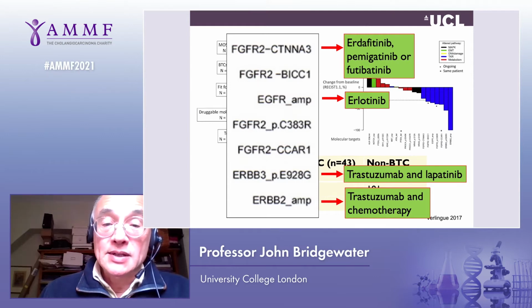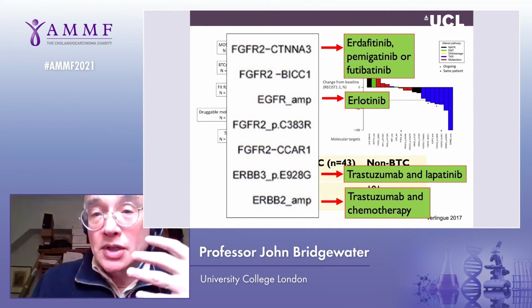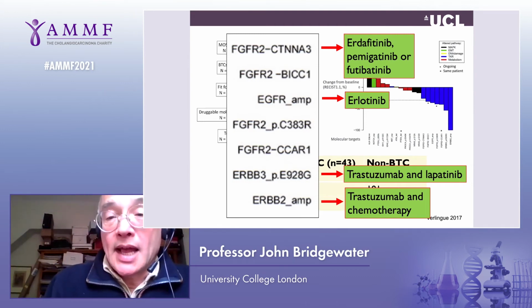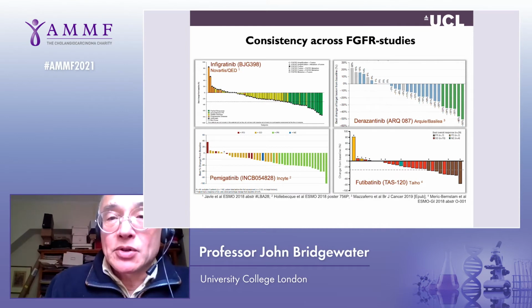ERBB3 and ERBB2, these are similar genes to breast cancer. And so all of a sudden, you see why, if you look for these genes, you do find the abnormalities, you can give the drugs, and responses are obtained. So that's really exciting from our point of view. Let's focus on FGFR as an example.